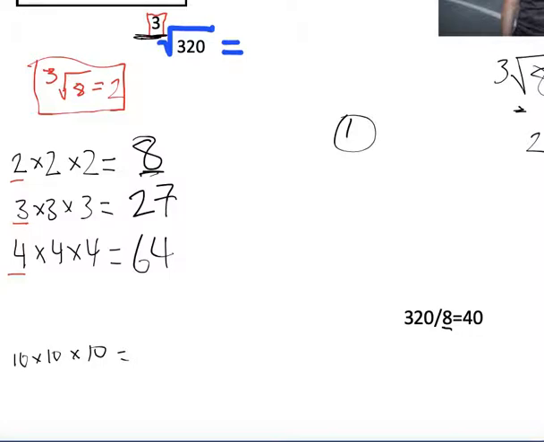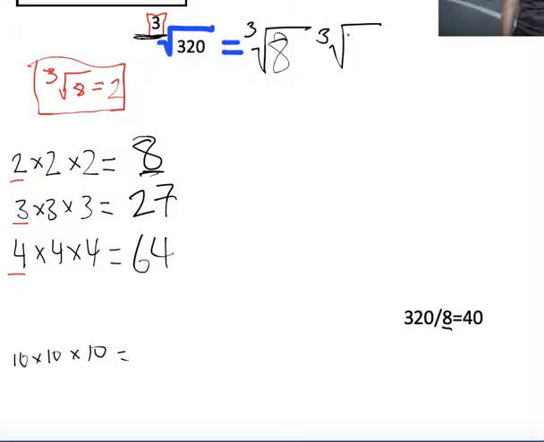Let me just clean this up a little bit. And let's get to work. So I write this as cubic root of 8 times the cubic root of 40. Excuse my funny accent. Okay, so now I force this because I know a cubic root of 8 can be thought of as the following, which allows me to cancel it, which allows me to get to this point.